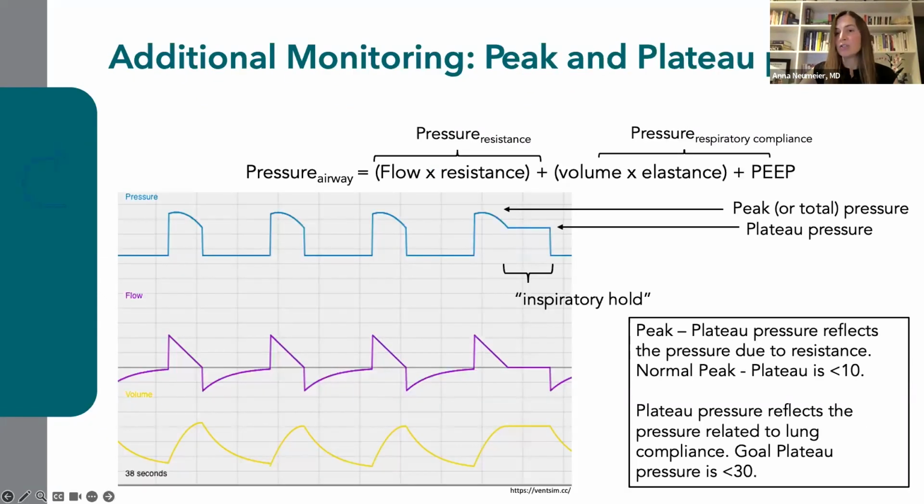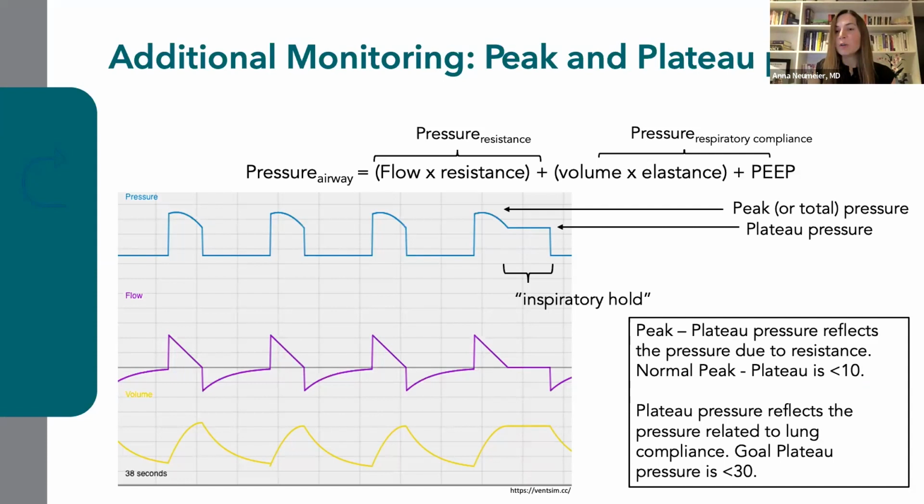Once you've implemented these changes, remember, in a volume control mode, it's important to monitor airway pressures. The peak airway pressure, represented by this equation, is the total pressure of the respiratory system and is the sum of the resistive pressures, which is calculated by the flow times the airway's resistance, and the compliance pressures, which is the volume of the lung times the elastance of the lungs, plus the positive end expiratory pressure that is set. The peak airway pressure is measured with every respiratory cycle, and you can set alarms for that.